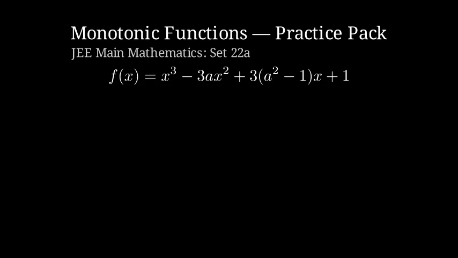To be strictly increasing, we need the derivative to be positive for all x. Let's take the derivative. This is a quadratic in x, and it must be positive for all x. That happens when the leading coefficient is positive and the discriminant is negative. The leading coefficient is 3, which is positive, so we only need the discriminant to be less than 0. Let's compute that.